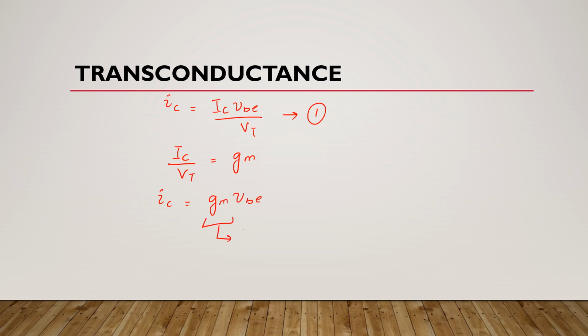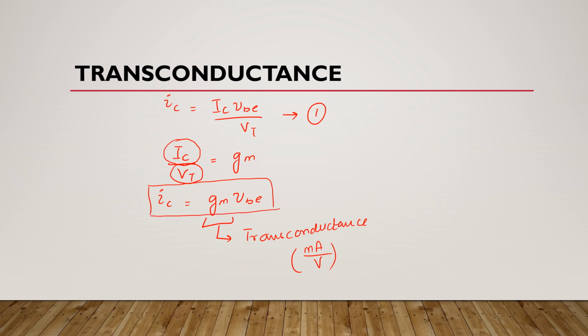This gm is transconductance, which is the ratio of DC collector current and thermal voltage. As you can see here, this transconductance is directly proportional to DC collector current and inversely proportional to thermal voltage. So what will be the unit of this transconductance? The unit will be milliamperes divided by volts. So now this is the equation of small signal collector current in terms of transconductance.